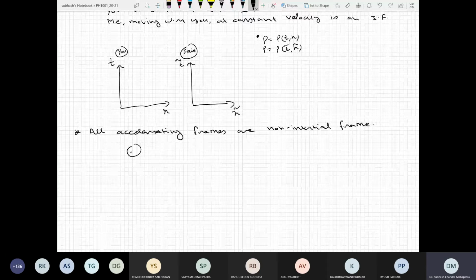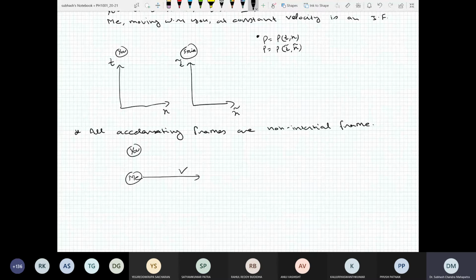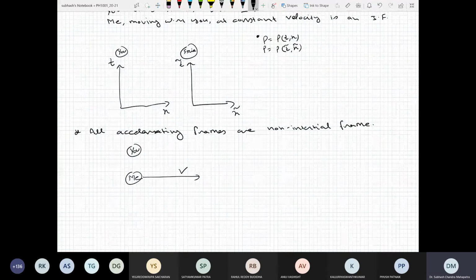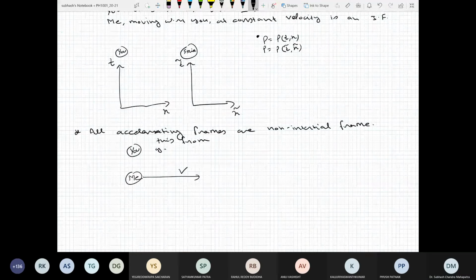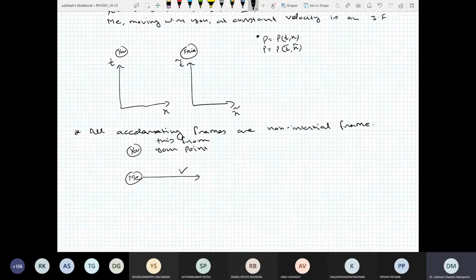this is you, and this is me. According to you, I am moving with velocity v in this direction. Let's say constant velocity. But equally, I can say, no, I am at rest, but you are moving with velocity v in this direction. This is from your point of view. But from my point of view, I am at rest, but you are moving in this direction with velocity minus v.